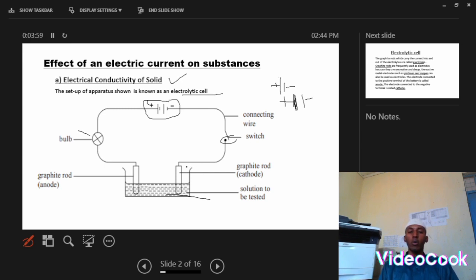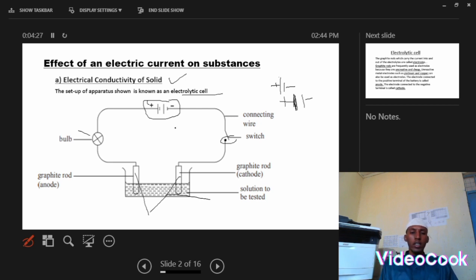Next, there are two rods that are dipped in the solution. We call them the electrodes. So these two bars are called electrodes. Most frequently we use a graphite rod as an electrode because graphite is unreactive and also graphite is very cheap. But we have other unreactive materials that we can use in place of graphite, and that is platinum and carbon.